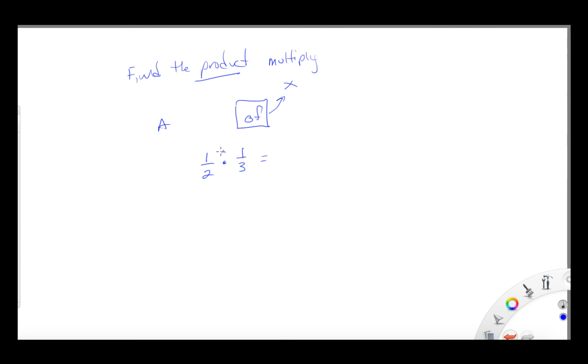So again, when we multiply the top, 1 times 1 is 1, and we multiply the bottom, 2 times 3 is 6. So our answer is 1/6. Okay, what if we have multiple fractions?